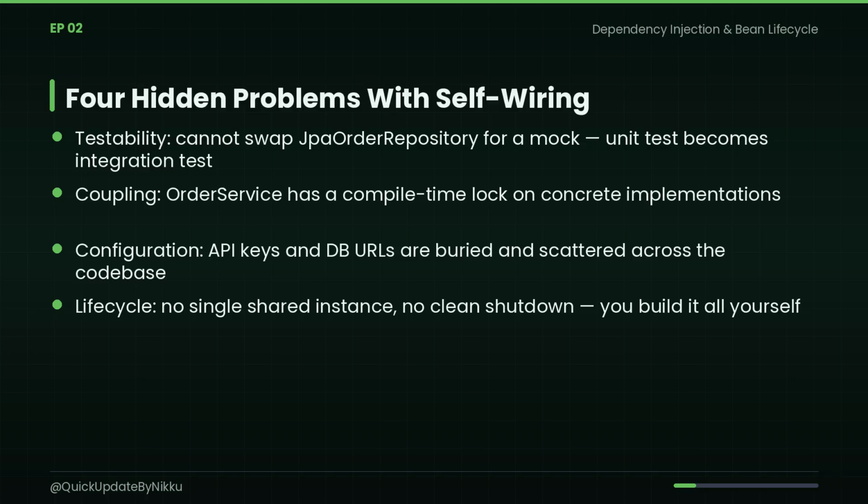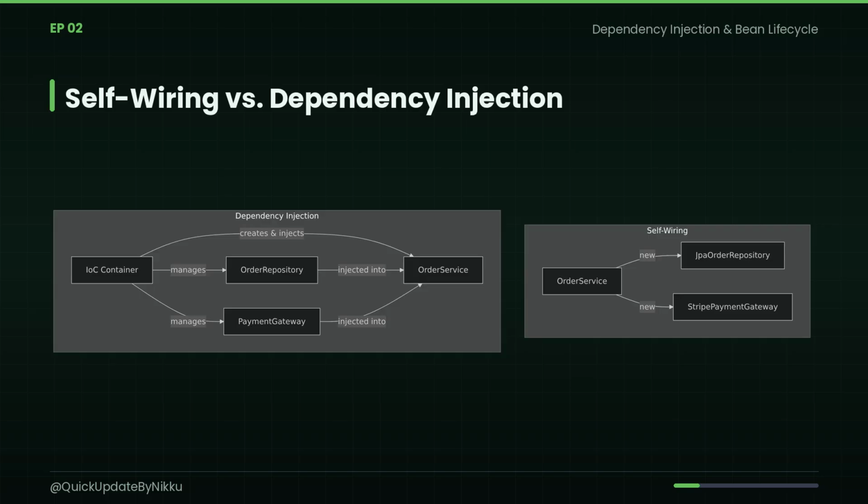Every one of these problems has the same root cause: the object is in charge of something that is not its business. In the self-wiring model, order service reaches outward and constructs its own collaborators. It is both a consumer and a factory. In the dependency injection model, an external IoC container owns the creation and lifecycle of every object. Order service simply declares what it needs, and the container supplies it. Order service is now only responsible for its own business logic, which is exactly the right scope of responsibility.